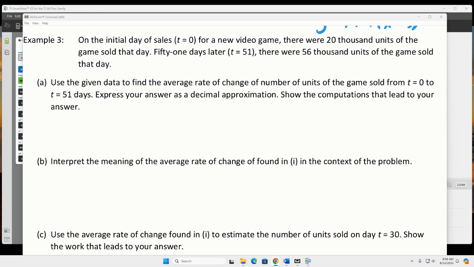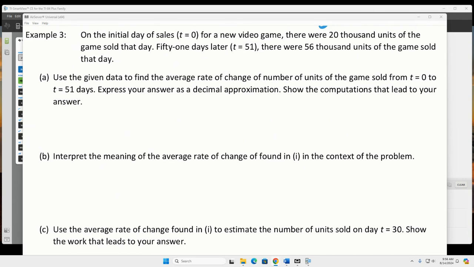But on the initial day of sales, which is when t equals 0 for a video game, there were 20,000 units of the game sold that day. 51 days later, there were 56,000 units of the game sold that day. So A wants us to use the given data to find the average rate of change of the number of units of the game sold from t equals 0 to t equals 51 days.